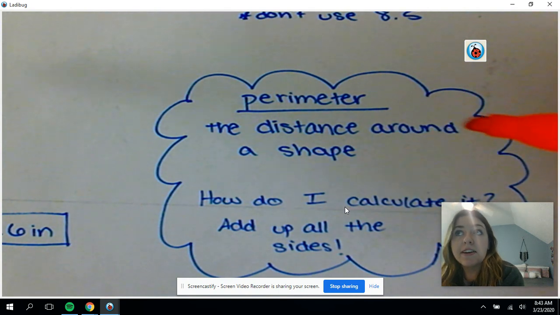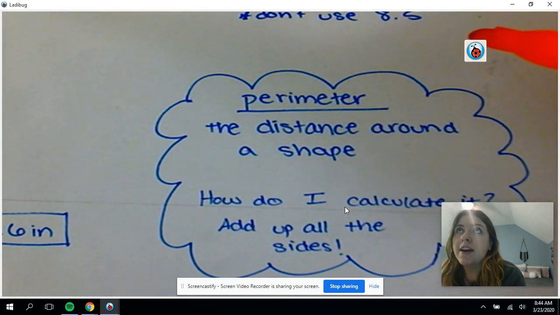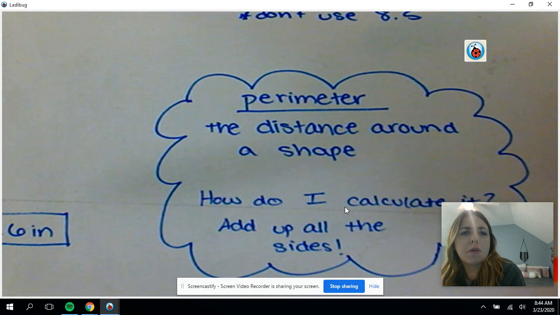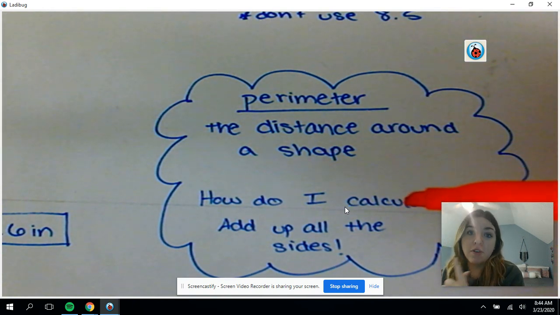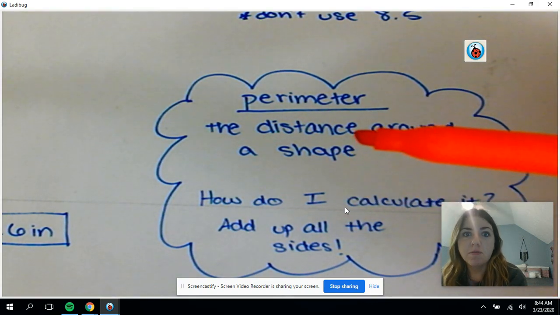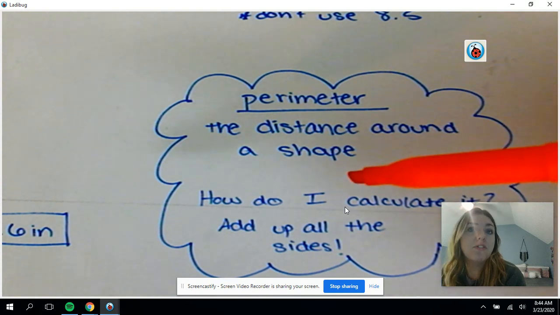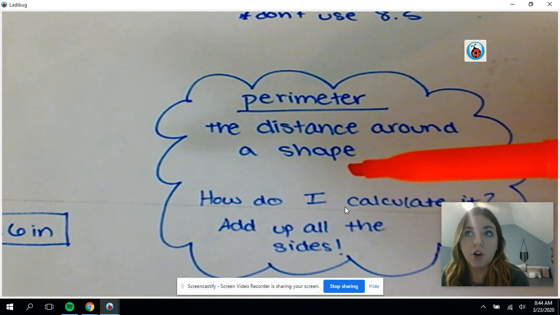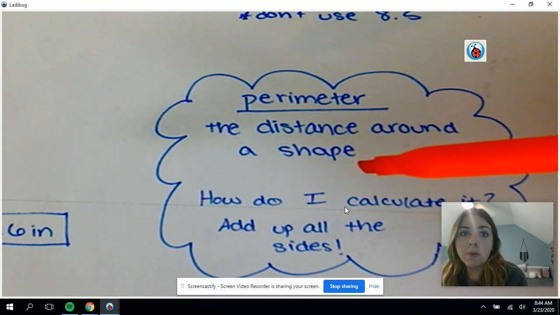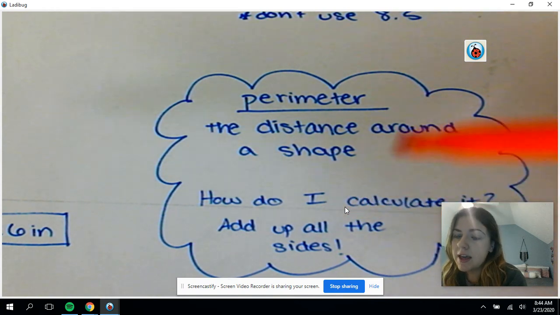I think about this like if you're telling someone to go walk the perimeter, you're telling them to walk around your entire yard or something. If you're building a fence, you're going to build a fence around the perimeter of your yard or field or whatever space you're trying to enclose.